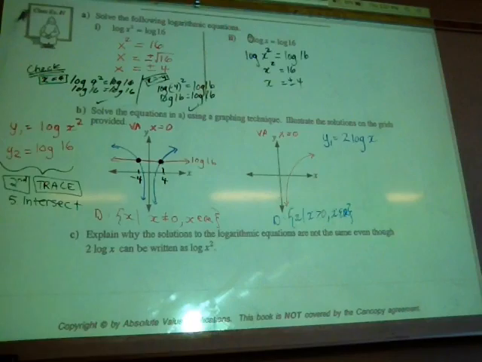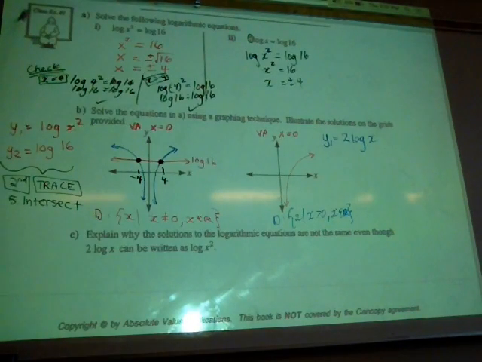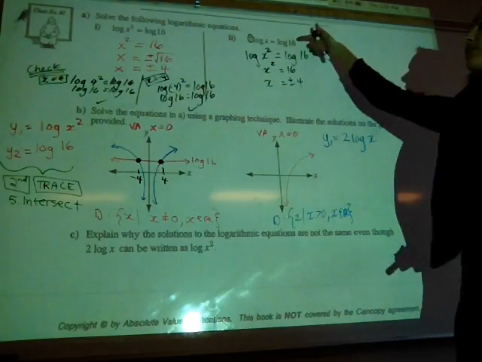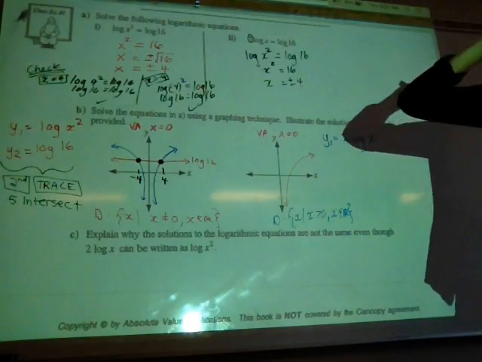So how you solve for the values doesn't matter, but when you check it, you have to put it back into the original equation.